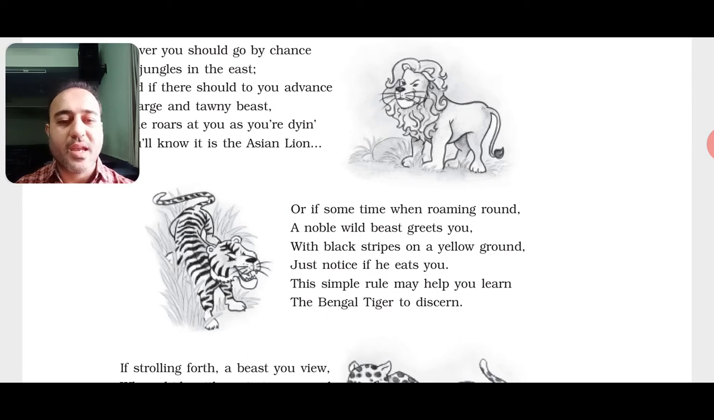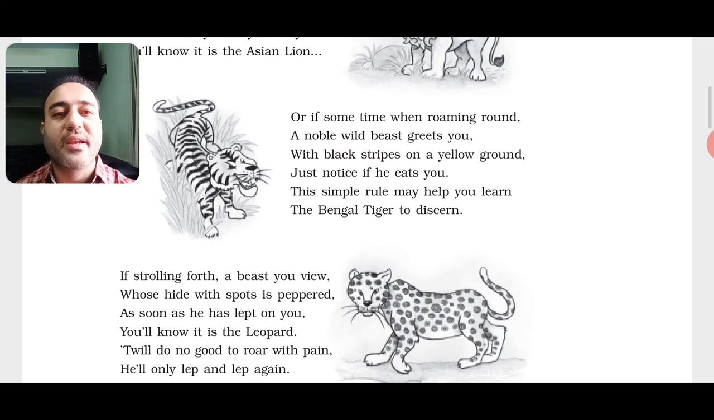Okay, so in each and every paragraph, she has tried to write the description or characteristics of the animal in a humorous way, right? So here also she has tried to create humor, to explain how a tiger looks, because once a person has been eaten up by a wild animal, there is no use in determining which animal it is, right? Because here it is written that this simple rule may help you learn the Bengal tiger to discern. Discern means, as I said, to recognize. So if the person is already eaten up, it is already dead, then do you think that we'll find any need to recognize the animal? No, right? So this way she has created the humor.